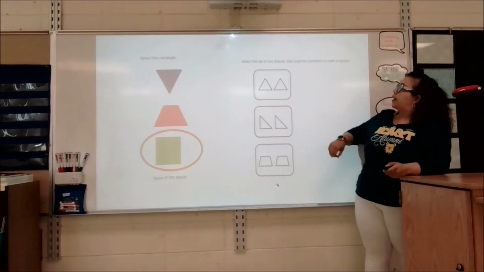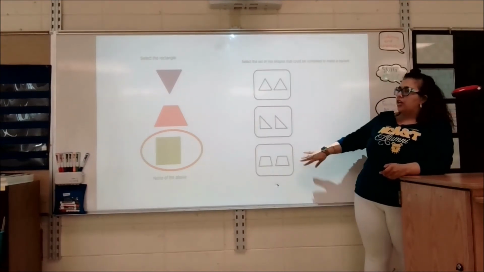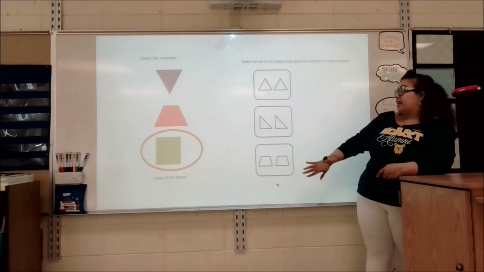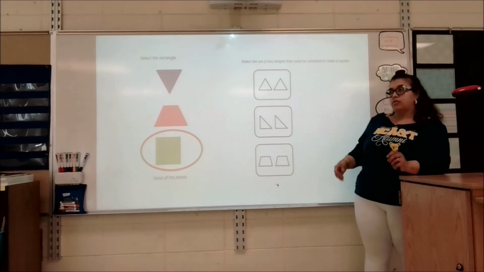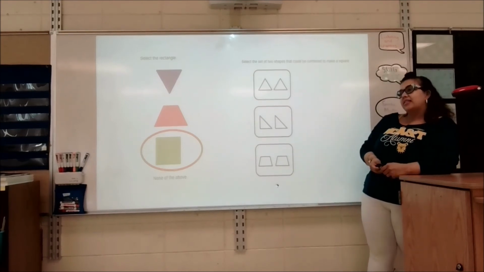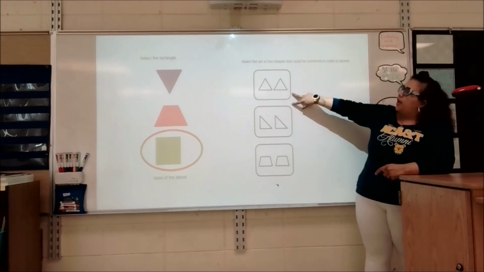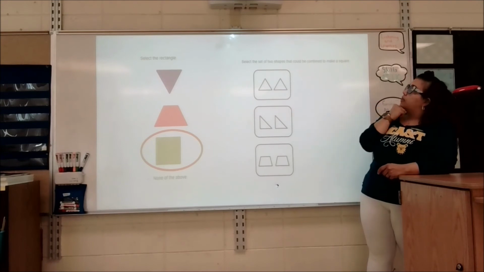And speaking of squares, which of these shapes, if I put them together, would I be able to make a square? Could I combine to make a square? Okay, well, we can definitely rule out the trapezoids. Those will not make a square. They'll make a hexagon. That's about it. They'll make different versions of hexagons. But which pair of triangles can be used to make a square?